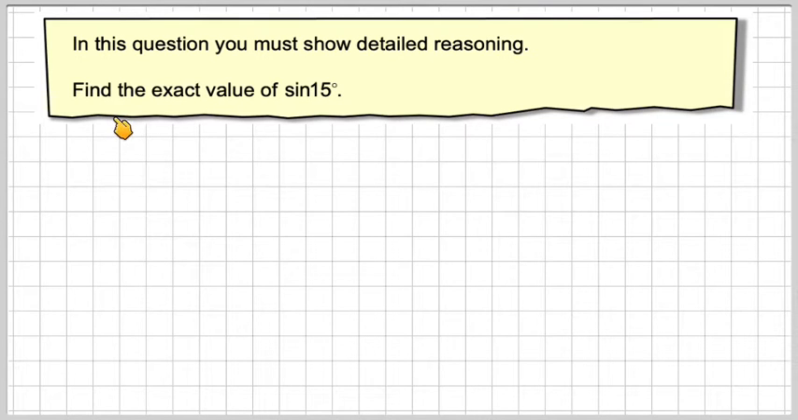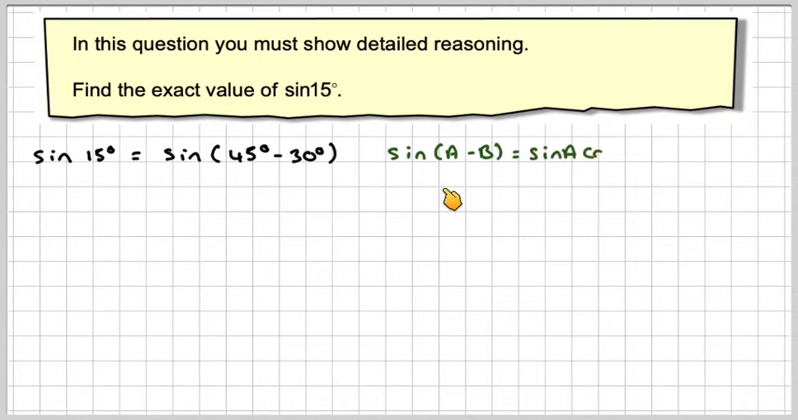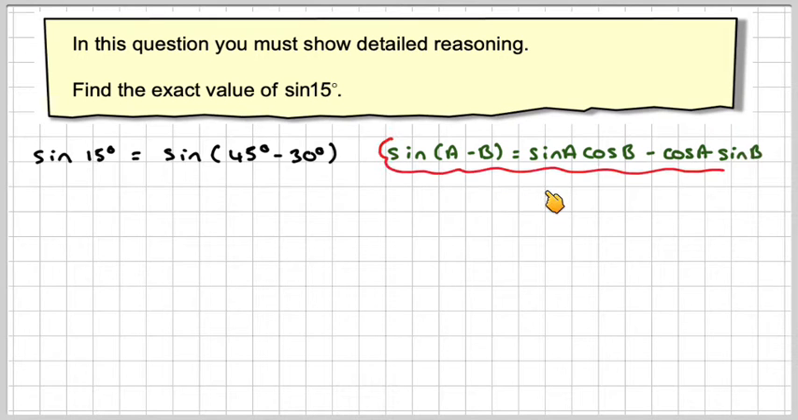Showing exact detailed reasoning, we've got to find the exact value of sine of 15 degrees. So sine of 15, we could rewrite that as sine of 45 minus 30. We could also do 60 minus 45 as well. Then use the compound angle formula for sine of A minus B, which is sine A cos B minus cos A sine B.